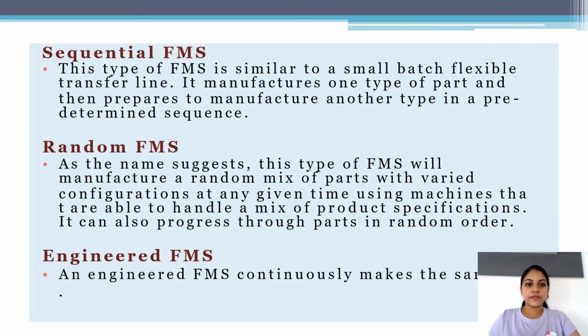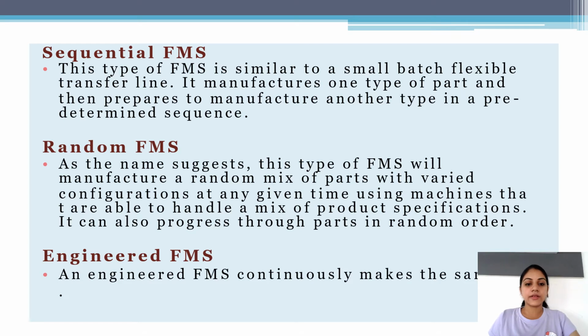What is sequential FMS? Sequential FMS means that it manufactures one type of part and then prepares to manufacture another type in a predetermined sequence. These small batches will be flexible and will be done in a transfer line, and it manufactures one type of part, then it manufactures the other type of part. This is a sequential FMS. That is, every production will be done in a sequential manner, and this is all about sequential FMS.